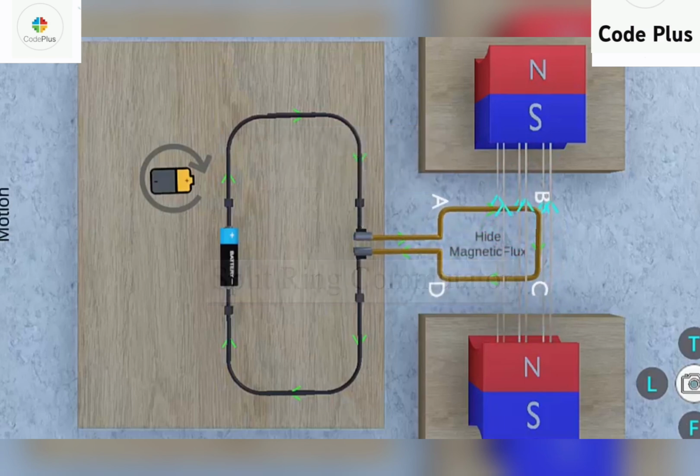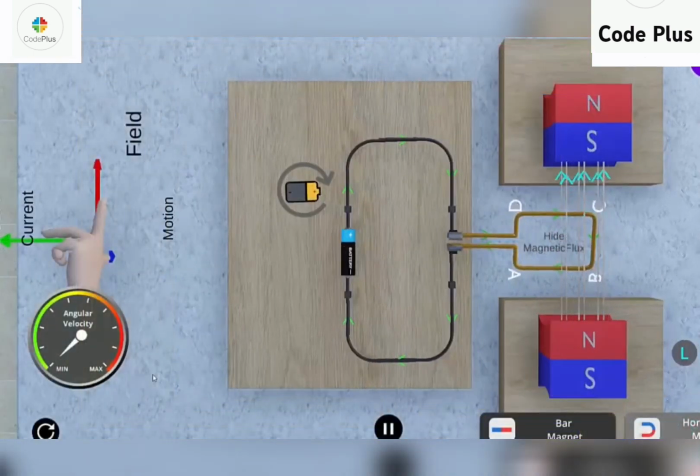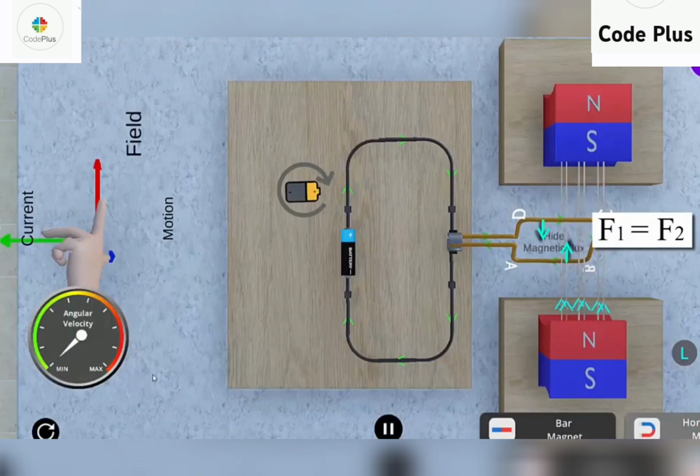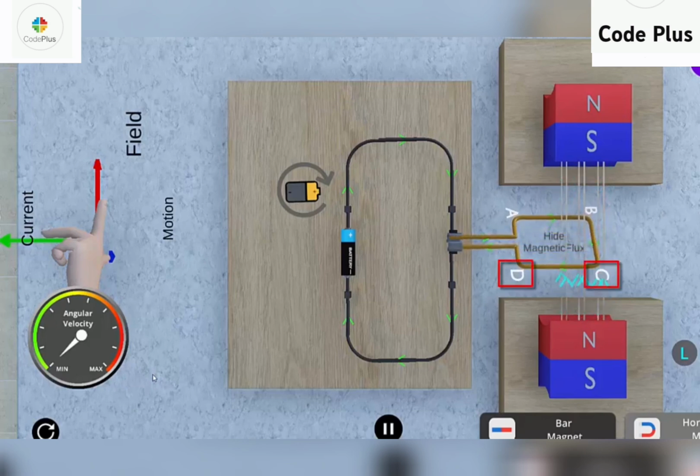Now you can observe here that the current flowing through the arms CD and AB is the same because they are connected to the same battery, and they are also kept between the same magnets. Therefore, the same magnetic field acts on them. Thus, we can say that the force acting on them will also be equal but in opposite directions, that is, one upward and the other downward, and also not along the same line of action. So it forms a couple which causes the coil DCBA to rotate in the anti-clockwise direction.